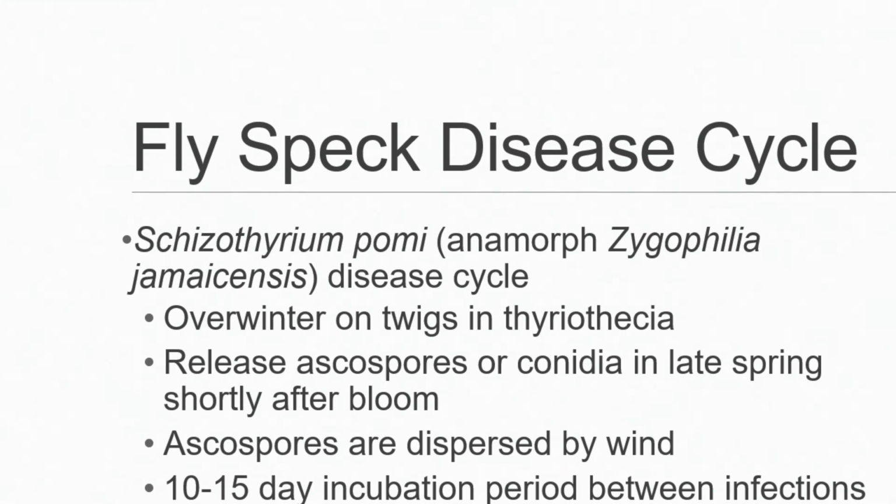Spores are released from the thyriothecia in the late spring, shortly after bloom, and are dispersed by wind. Compared to the sooty blotch fungi, the incubation period between infection and the appearance of the fungi on the apples is shorter at only 10 to 15 days. Secondary fly speck infections are caused by conidia.